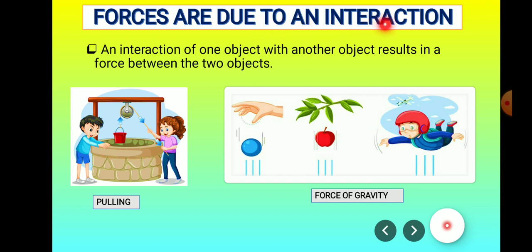Forces are due to an interaction. An interaction of one object with another object results in a force between the two objects. The objects can be in contact with each other or they may not be in contact with each other, but still the forces are present between them.